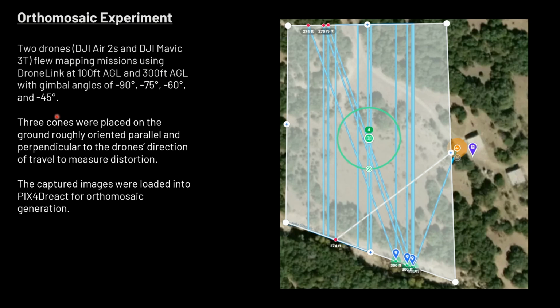I also set three cones out in the field where I was doing this mapping. Two of them were set basically parallel to the direction of travel of the drone. Two of them were set perpendicular to the direction of travel of the drone, just to see if there's any distortion in the calculations of distance between objects as it generated the orthomosaics.